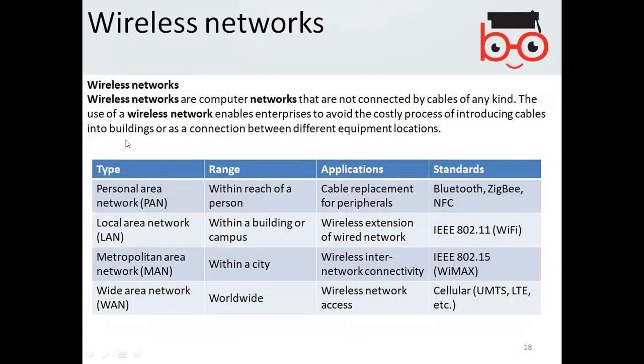Next, we talk about wireless networks. Wireless networks are computer networks that are not connected by cables of any kind. So I'm using my mobile and laptop connected to my router wirelessly. There is no cable. So when networks, hosts or devices are connected without cables, you can say that it is working in a wireless network, or you have a wireless network in your home.